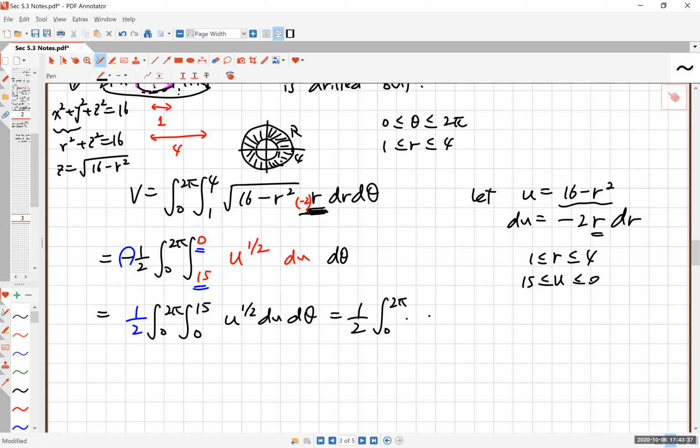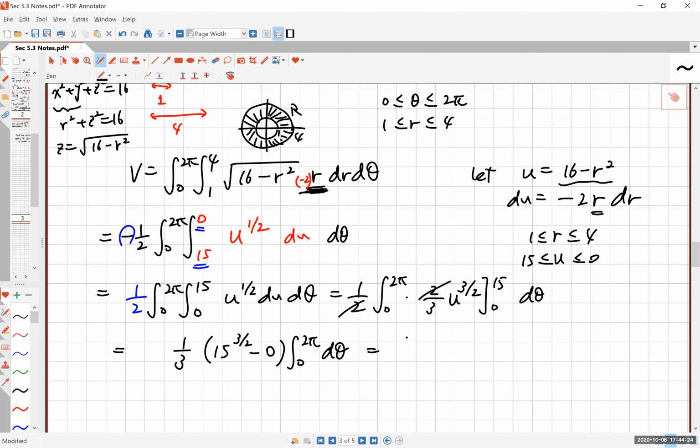All right, so what's the antiderivative here? It's 2/3 u to the 3/2, right? Make sure that when you differentiate this, 2/3 and 3/2 cancel. And then you integrate this from 0 to 15 and then the theta. And so at this point, you can cancel these. It's 1/3. And then, what do you have here? That's 15 to the 3/2 minus 0. Okay, I'll just go ahead and do that. And then you still have that integral from 0 to 2 pi of d theta, but that's just 2 pi.